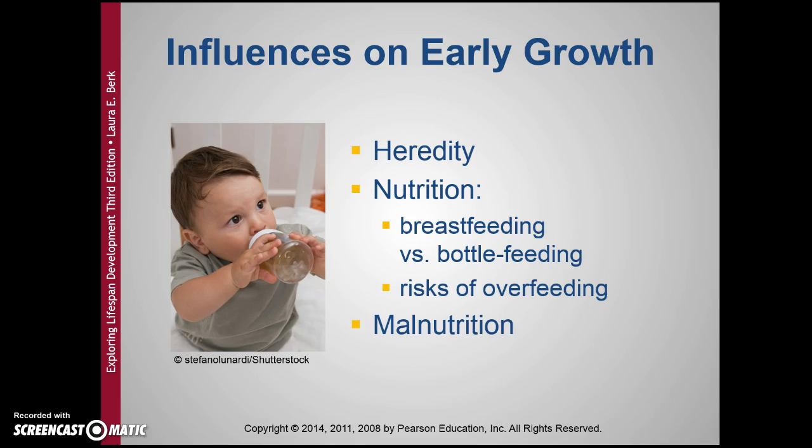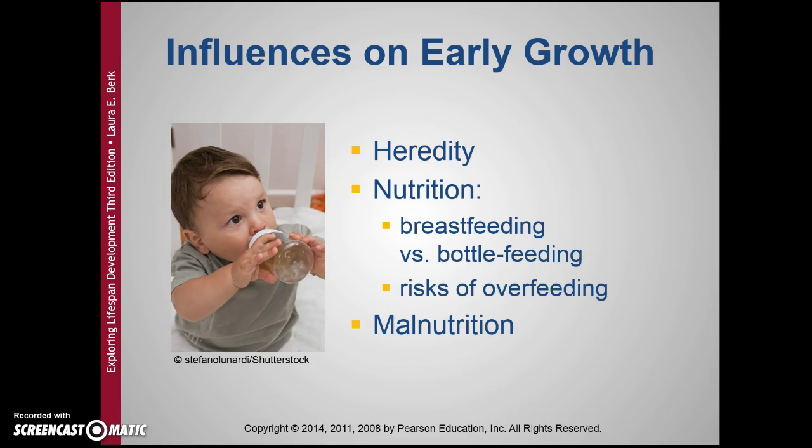So what are some influences on early growth? You want to read closely in your chapter. Make sure you understand how heredity will influence early growth. Really look at the nutrition, breastfeeding versus bottle feeding. Breastfeeding has its benefits. Commonly, in the first year of life, a baby who's breastfed will have a slower weight gain than a formula-fed baby. It doesn't mean that they're underweight, they just have a slower weight gain.